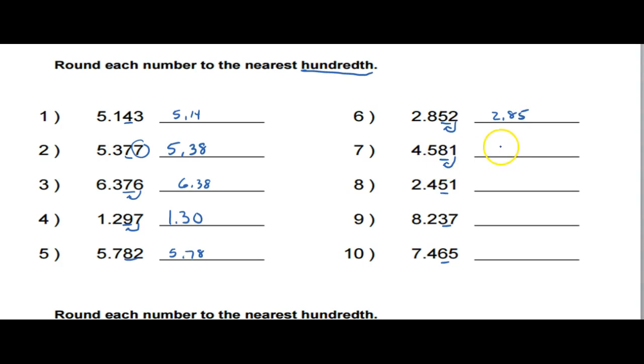The 1 tells me to round down, so the 8 stays the same. The 1 tells me to round down, so the 5 stays the same. The 7 tells me to round up, so what do I do? I round 8.2, the 3 becomes a 4 because I'm rounding up. The 5 tells me to round up, 7.4, the 6 becomes a 7.